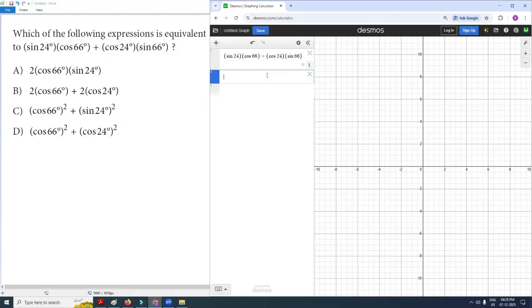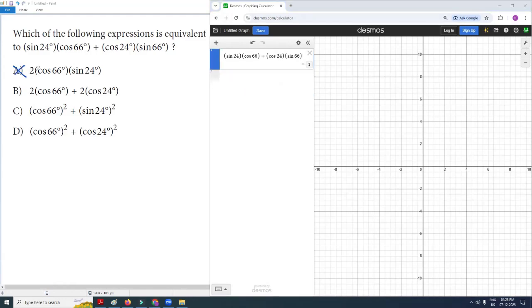Now let me evaluate the value of the expression in answer choice A, that is 2 times cosine 66 degrees times sine 24 degrees. Here I got the value 0.33. The expression in answer choice A does not give the value of the given expression, that is 1. We can reject answer choice A.